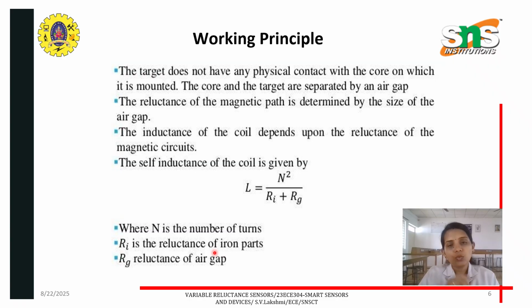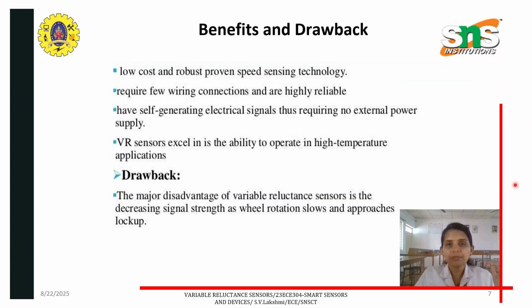One more thing to keep in mind here is that the target material will not have any physical contact with the core on which it is mounted. It will be separated by an air gap. The reluctance of that path will be determined by the size of the air gap. There is a formula for the self-inductance of the coil, which is given as L equals N squared divided by (Ri plus Rg), where N is the number of turns, Ri is the reluctance of the iron parts, and Rg is the reluctance of the air gap.